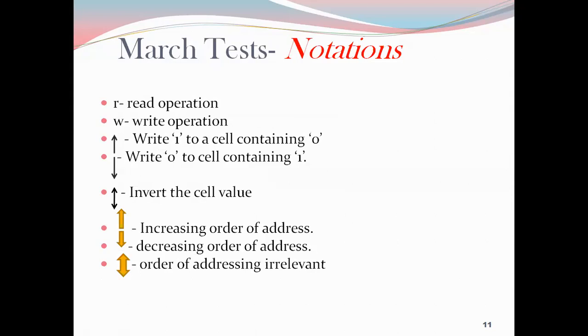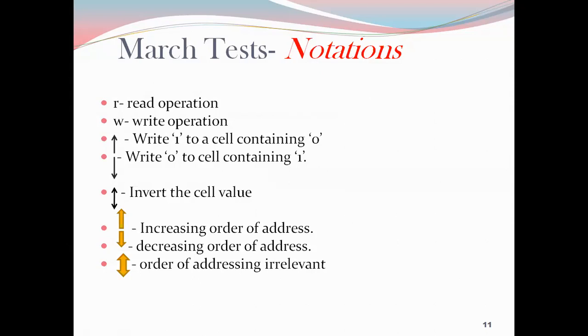Before we go to understand what a March test algorithm is, we need to understand these symbols. R stands for read operation, W for write operation, upward arrow for an upward transition of changing the cell content from 0 to 1. So writing 1 to a cell which was having a previous value of 0 is an upward transition. Downward transition indicates changing the value of a cell from 1 to 0, and a double-ended arrow indicates inverting the cell value. If it is 0, we change it to 1. If it is 1, we change it to 0.